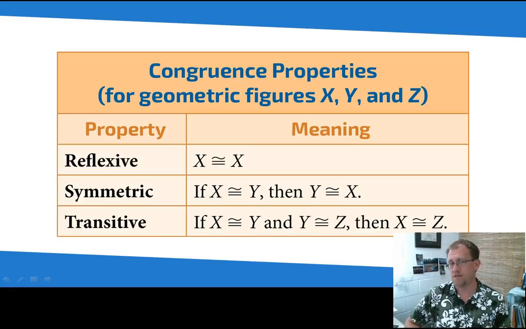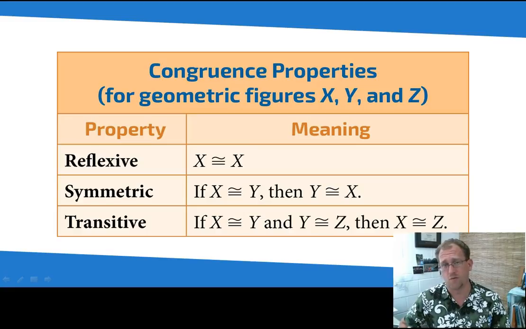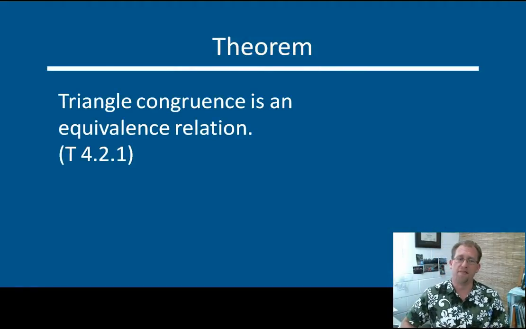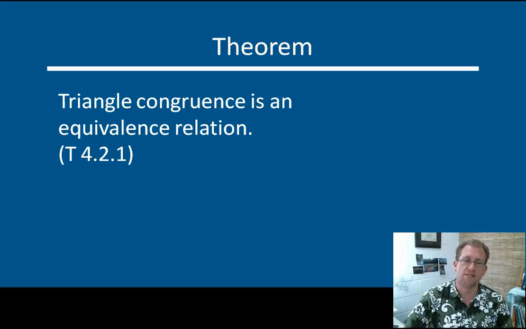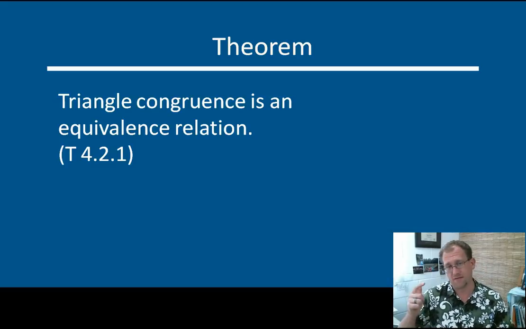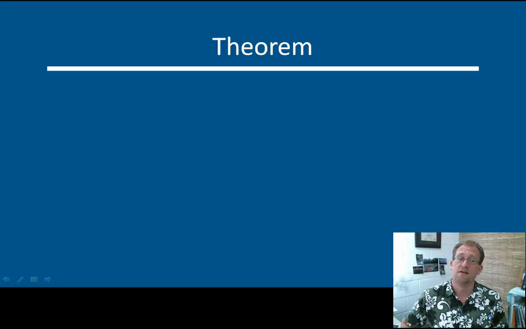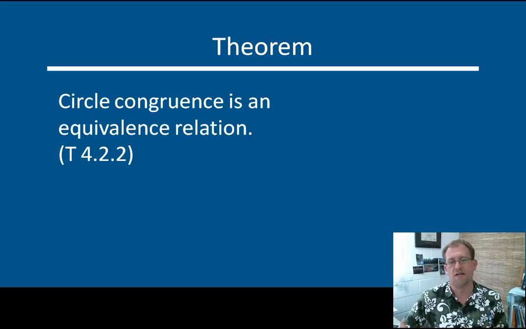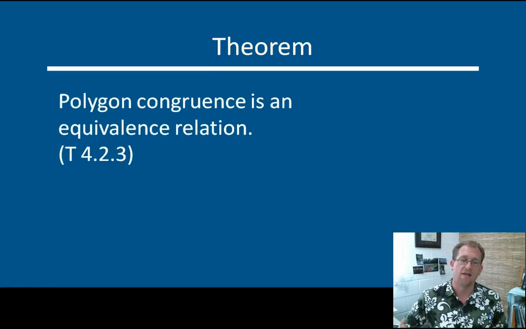That leads to three statements that all are exactly the same except for one word. So if you want to write these down as one statement and then like parentheses after, make the one word change to the other words, that works for me. But there is a theorem that says that triangle congruence is an equivalence relation, meaning it's reflexive, symmetric, and transitive. Triangle congruence is true for that. So is circle congruence an equivalence relation, right? It's reflexive, it's symmetric, and it's transitive. And polygon congruence is an equivalence relation. It is reflexive, symmetric, and transitive.